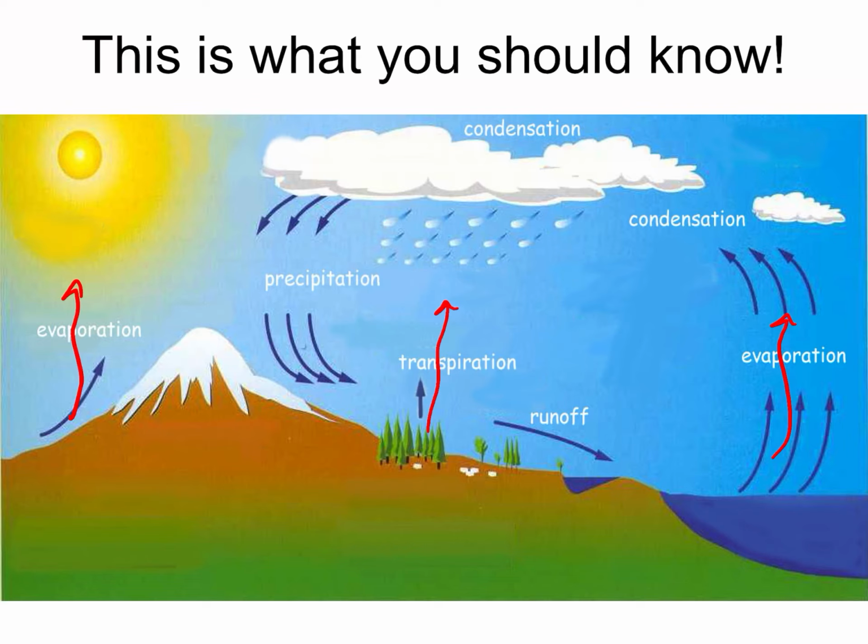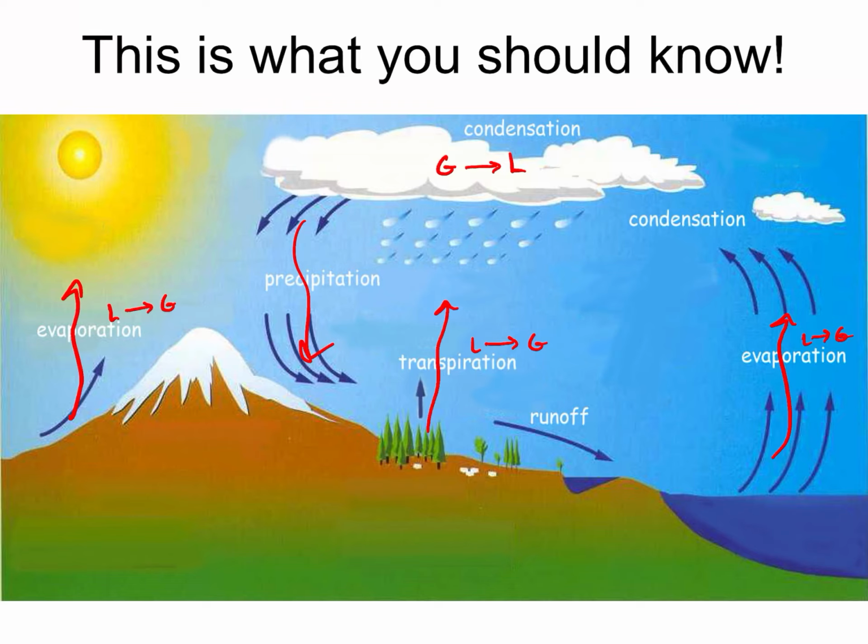Then when it's up into the atmosphere, it cools, and then it's going to turn back into water, right? So this is condensation, when it turns from gas back to liquid. Evaporation, transpiration, and evaporation again. This is when liquid turns to gas, okay? And then once you have that, it's going to fall down, and that's going to be precipitation.